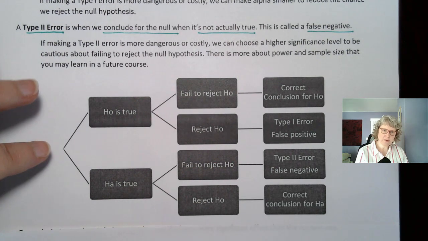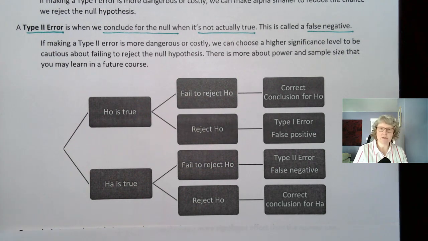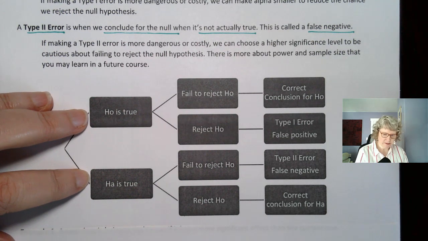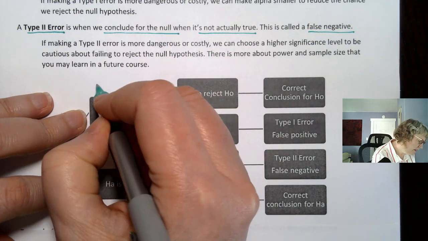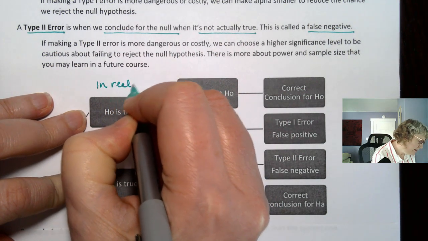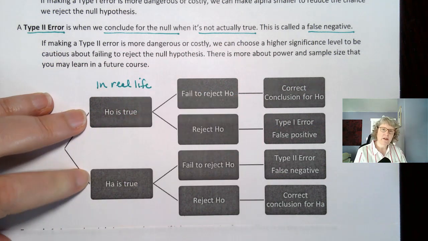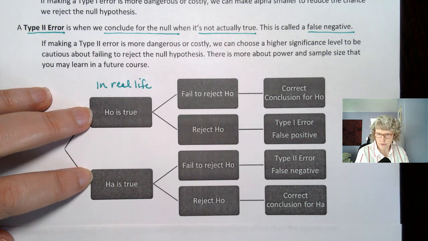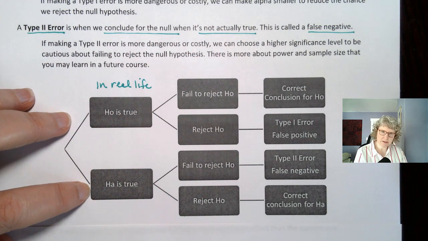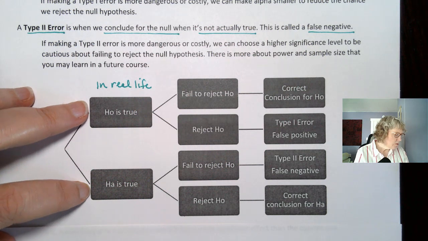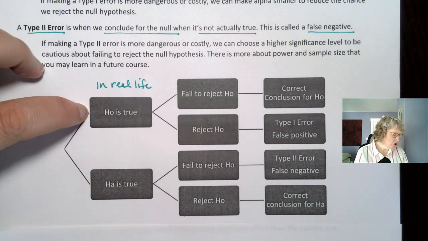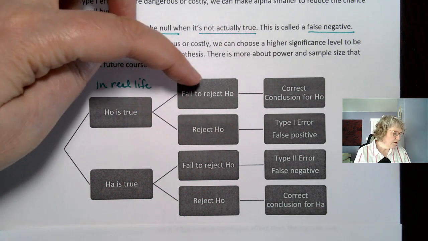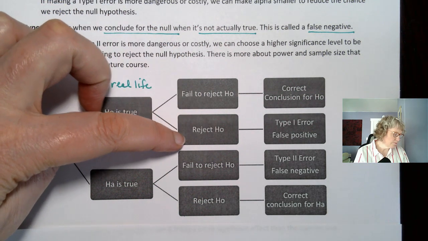So it's called a tree diagram because there's two branches, and then each of the branches has more branches. So I initially have two possibilities, and this is what's actually true in real life, right? I'll put in real life, or what's actually true. There's two possibilities, so there's two branches. The top one is the null is actually true, okay? And the bottom one is the alternate is actually true. Okay, so then in each case, I'll do the top branch first. There's two possible decisions we could make from our test, right? We could either fail to reject the null or reject the null.